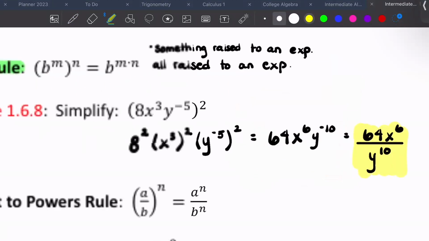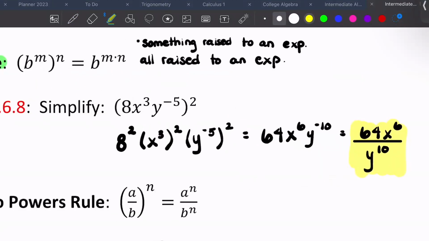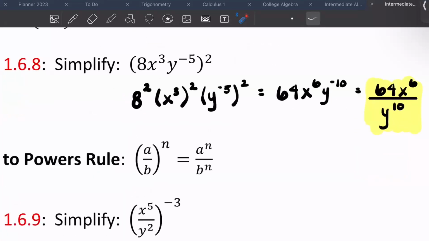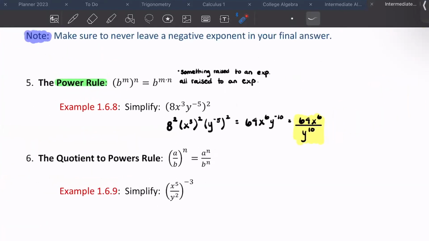Okay, so let's just look at what we just did. We recognized that it was the power rule because we have something raised to an exponent, raised to an exponent. Again, it's always going to look like that. You're going to have something on the very outside that you need to take to the inside. So I raised each of these inside to 2, and then I did the product rule. Okay, so that was the power rule.